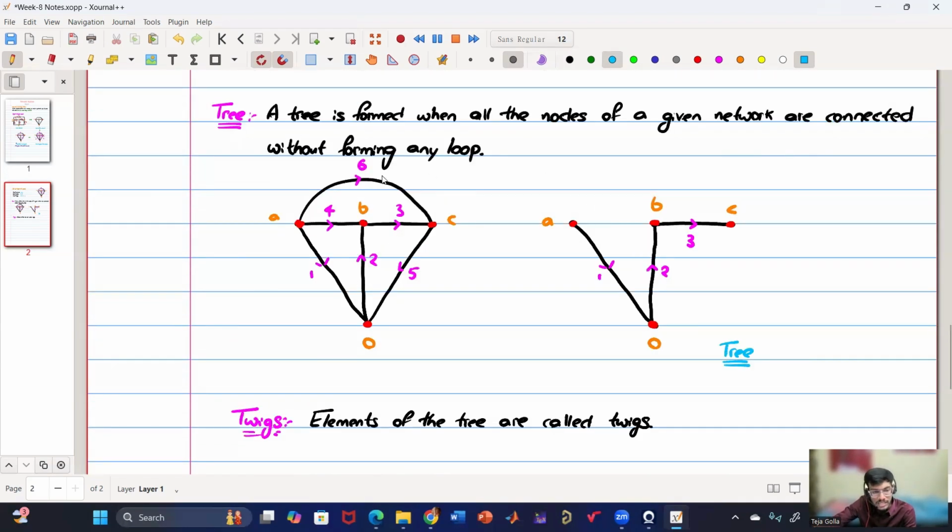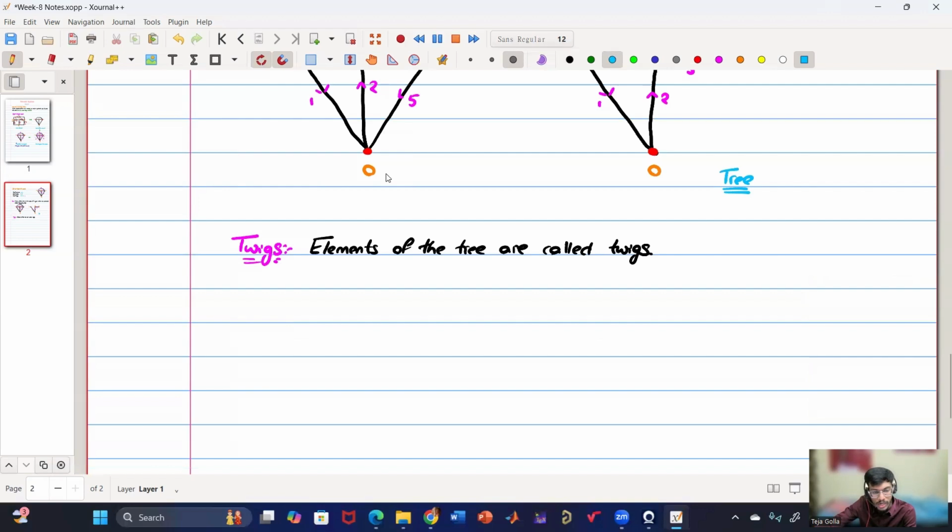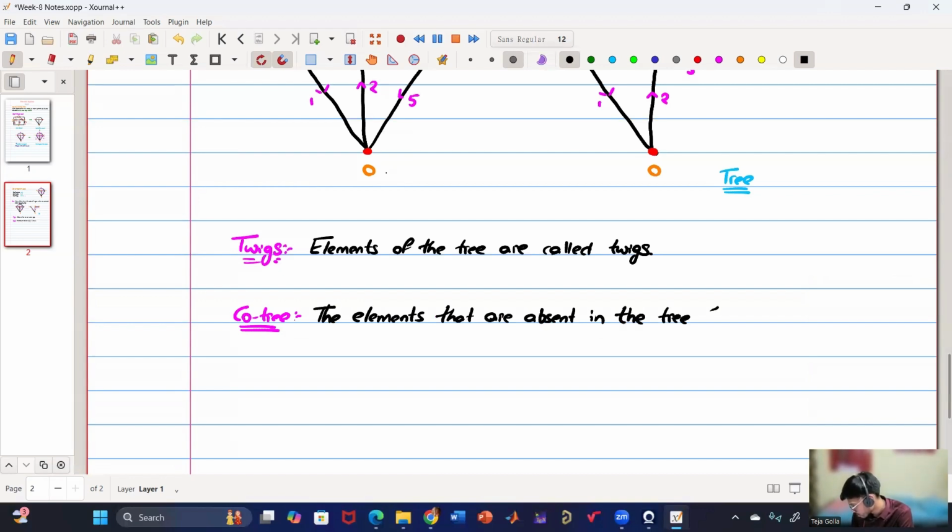Now the tree is given. What is a cotree? A cotree is simple. The elements that are absent in the tree form a cotree.